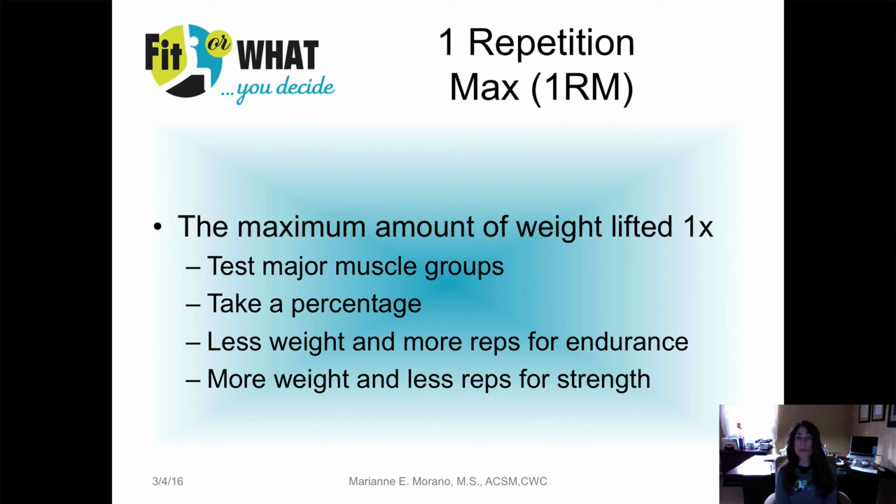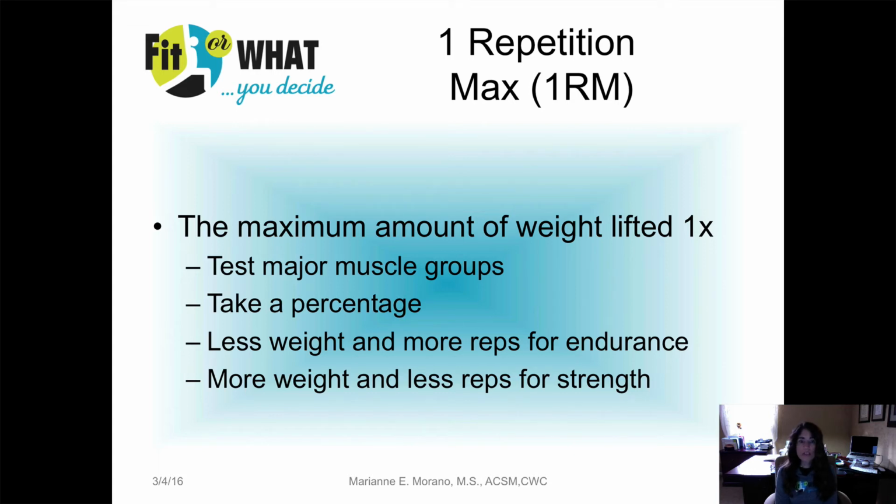So if I were going to do a bench press and I had a barbell with 100 pounds on it. I hope I can do more than 100 pounds, but in case that's my maximum, that means I can lift that one time. I could do one chest press, and after that, I can't lift it anymore. So that's known as my 1 repetition max, or my 1RM.